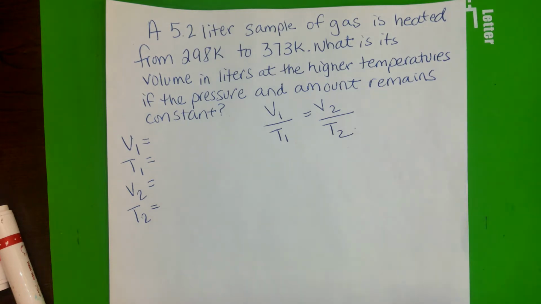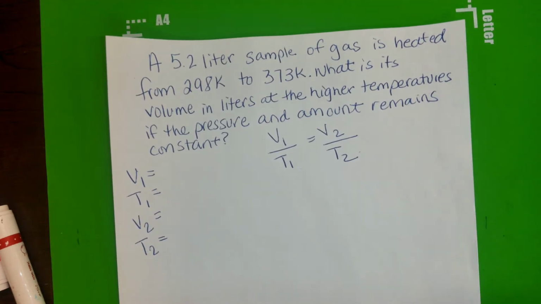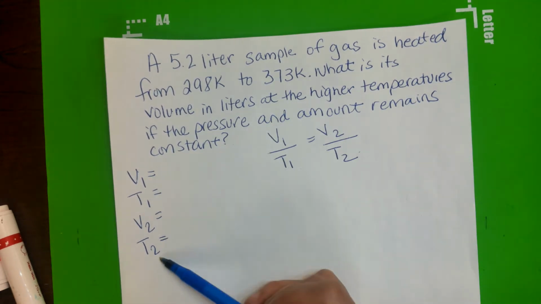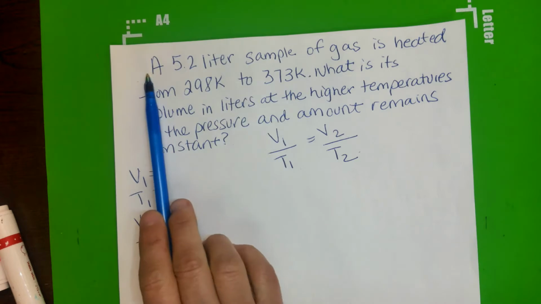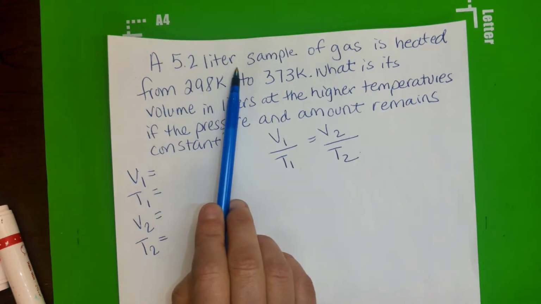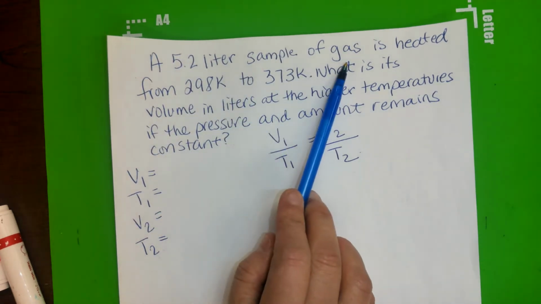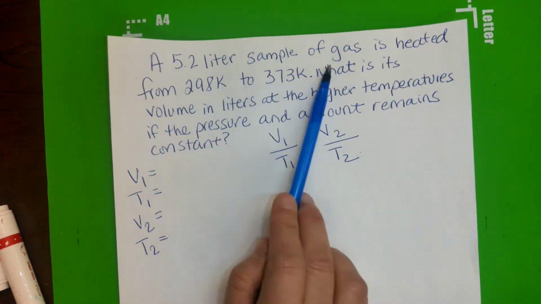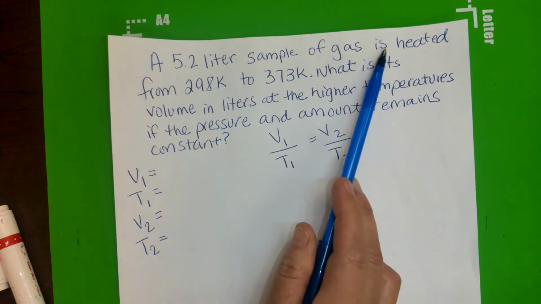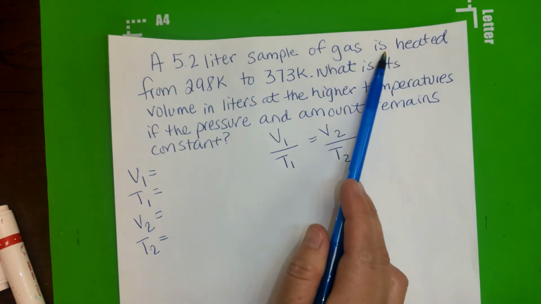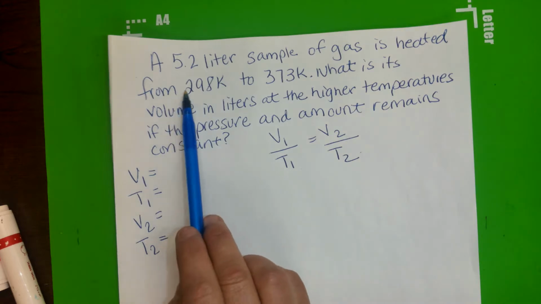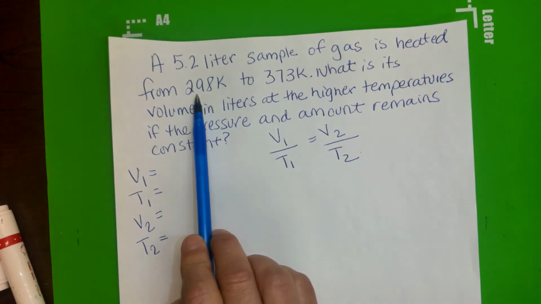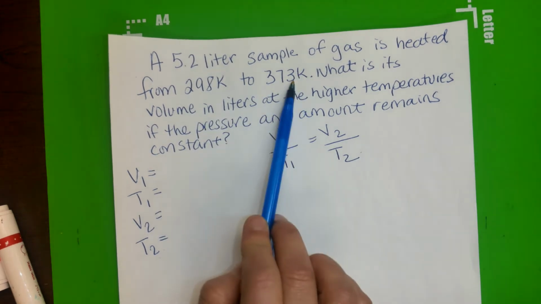Okay, so now let's start making sure you write the correct numbers here. We're going to start by reading it. A 5.2 liters sample of gas. So initially, it's 5.2 liters because they have a sample of gas of this many liters, and it is heated from, that means it started at 298, all the way to 373.